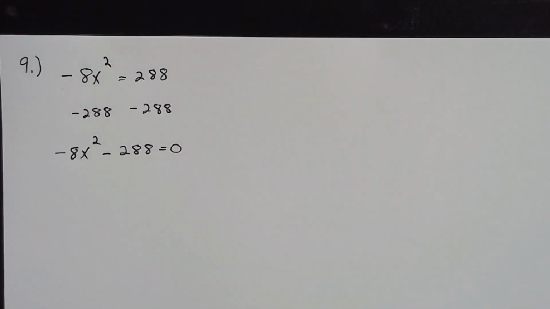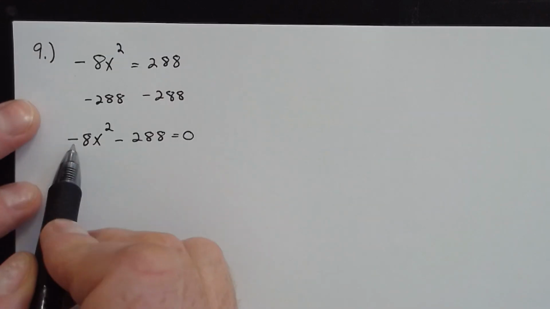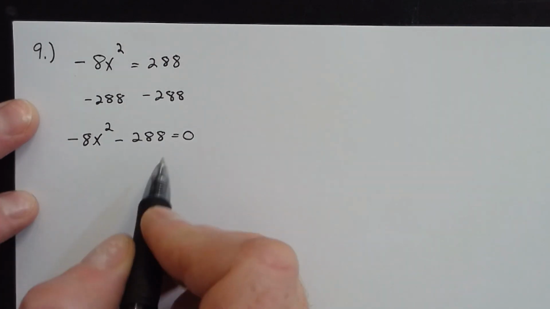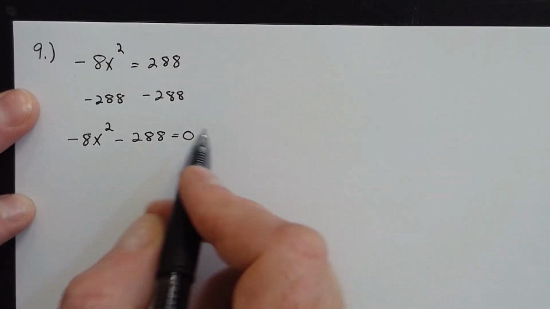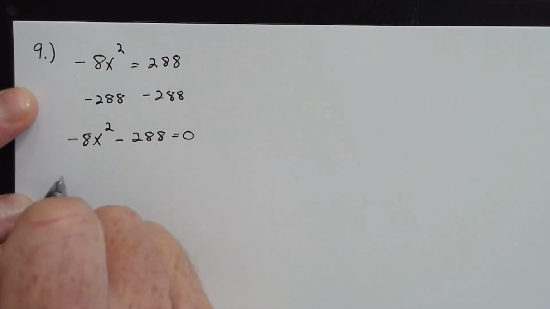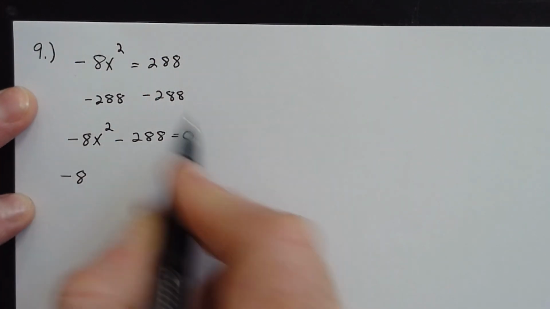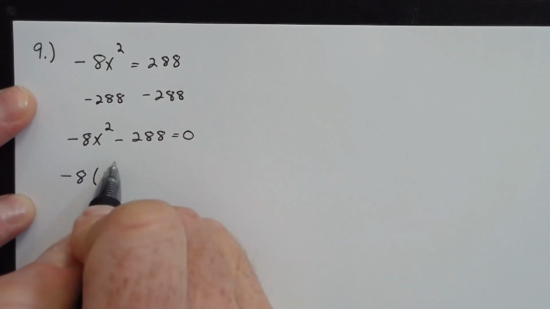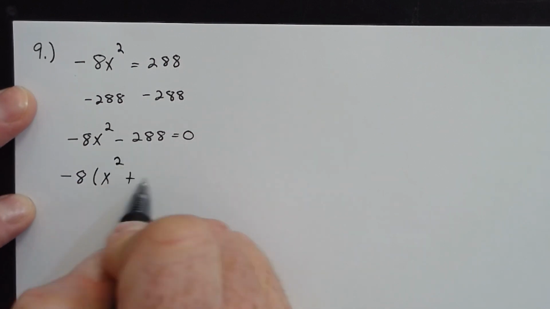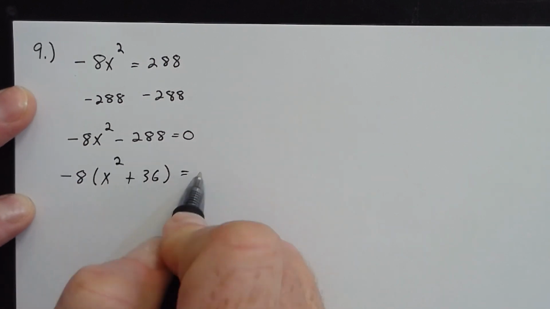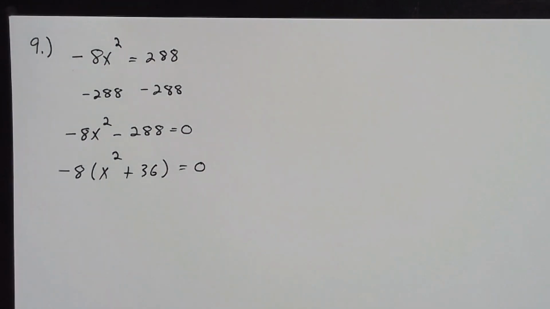Let's factor something out first. And so what can we factor out? Negative 8. So we'll factor out a negative 8. That's going to leave us with x squared plus 36 is equal to 0.